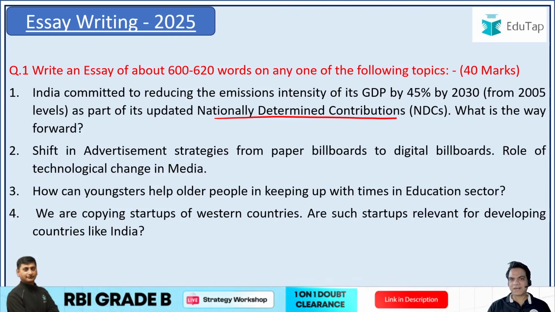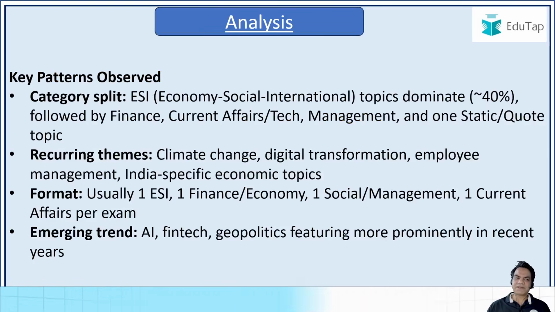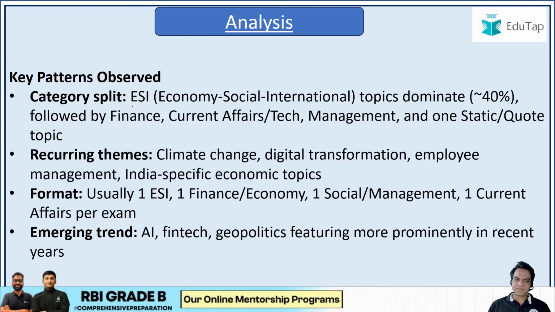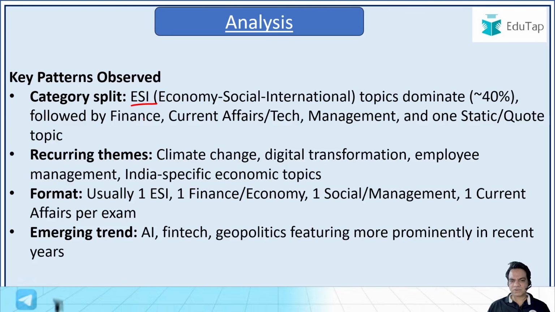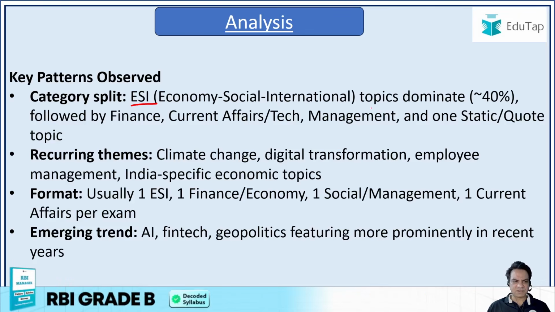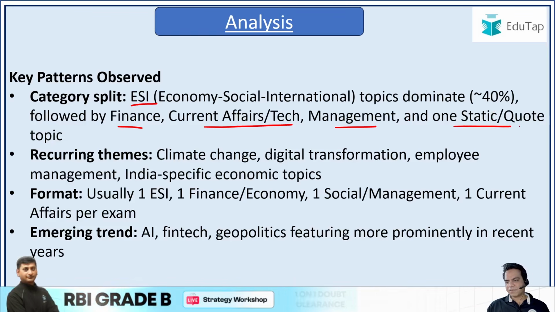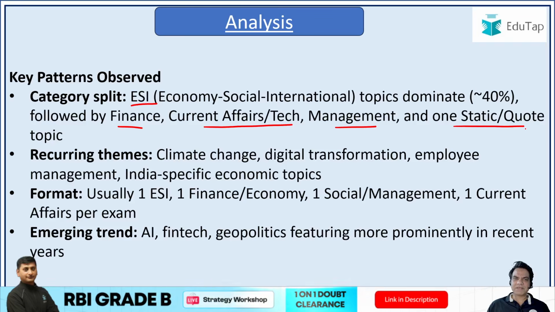But understanding the analysis of these 4 topics, what can we say? What are the key patterns that are observed in the exam? First, the category split. There is always one topic based on economic and social issues. Economy, social and international topics, they dominate 40% of the topics every year, followed by finance, followed by current affairs and technology, management, and there is always one static or a topic which is based on a quote by some eminent personality.